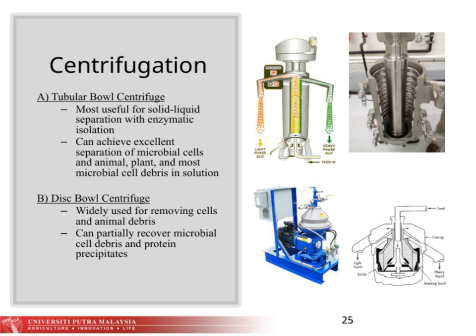Moving on to the disc bowl centrifuge, which is widely used for removing cells and animal debris from samples. Its design allows it to effectively separate these larger particles. Interestingly, it can also partially recover microbial cell debris and protein precipitates, which can be important depending on the downstream application. Both centrifuge types are integral to our overall process because they help us isolate and purify specific components efficiently. The choice between them depends on the nature of the sample and the specific separation goals. Understanding these distinctions allows us to optimize our centrifugation steps and improve the quality of our results.